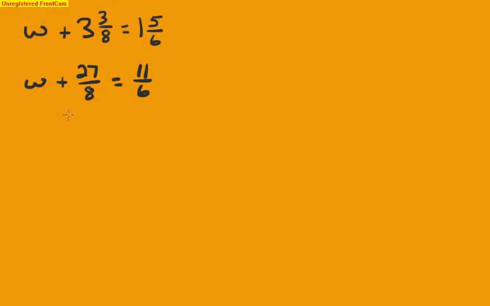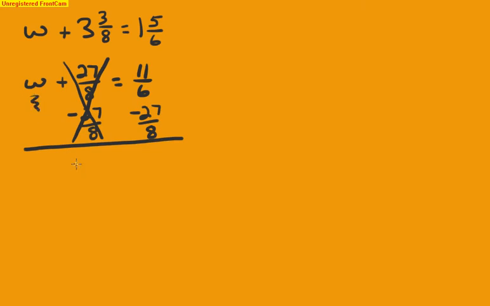So here we're going to minus 27 over 8. And if we do it on the left side, we do it on the right side. So we're going to minus 27 over 8 over here as well. Okay, I'm going to go ahead and draw that line. And again, this side we canceled out because that's equal to 0. So the only thing left on the left hand side is the w, so we bring that w down.